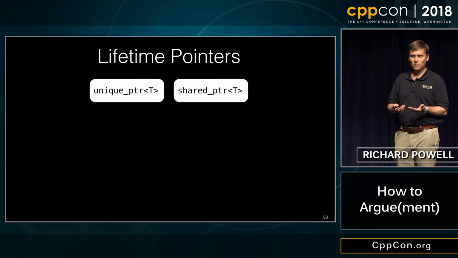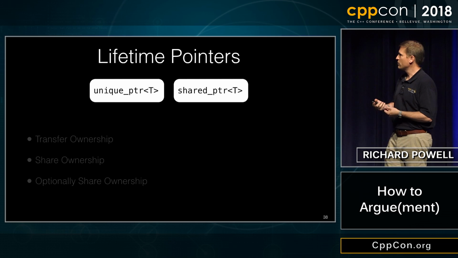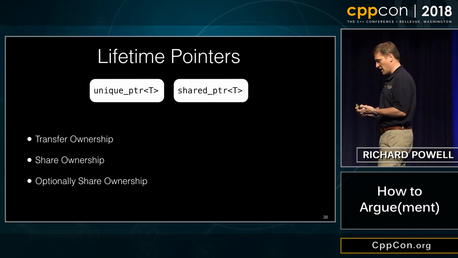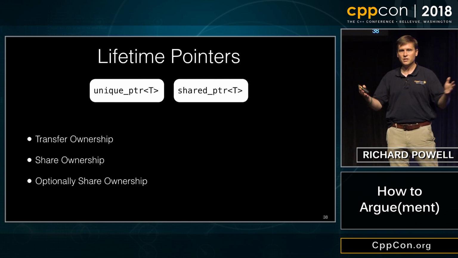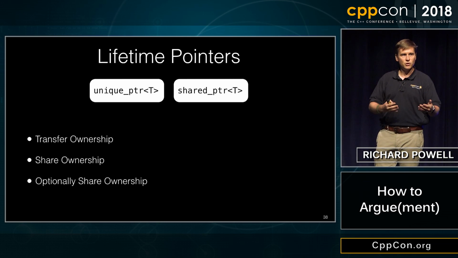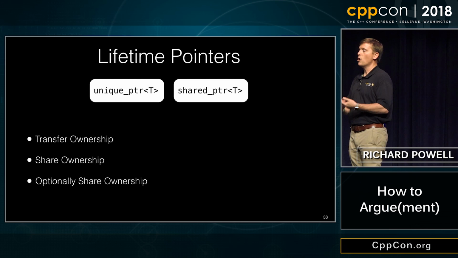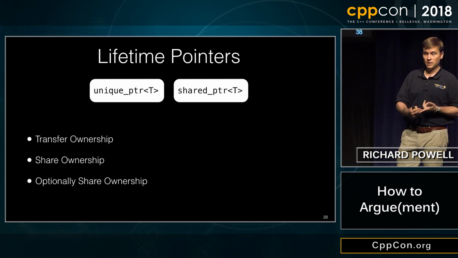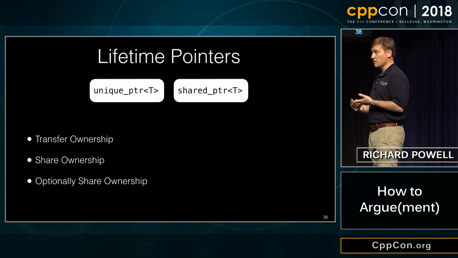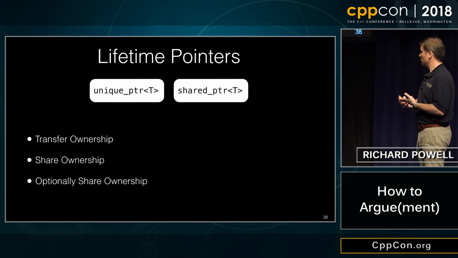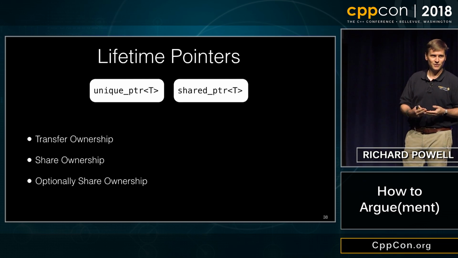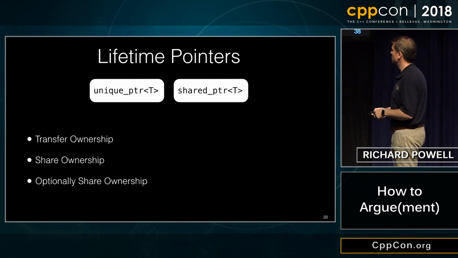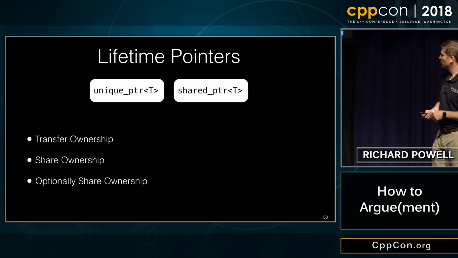Lifetime pointers, smart pointers. These are the pointers that we can use for expressing lifetime. When you use these pointers as arguments, what you're usually talking about is something about the ownership of that object. You're expressing either, I'm transferring the ownership, I'm going to participate in the ownership's life cycle, or I might be participating in the shared ownership of that object.